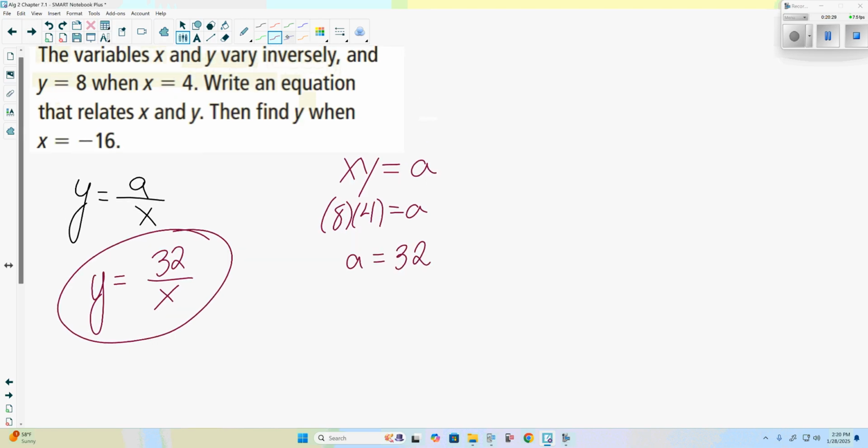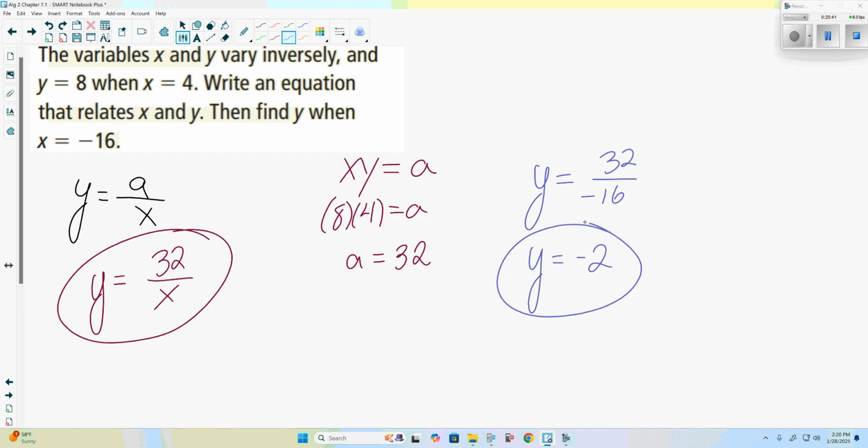Now we're not quite done. We still need to find what? The value of y when x is -16. So we have 32 divided by -16. So 32 over negative 16. We reduce it. We get y equals negative 2. If it doesn't reduce, leave it as a fraction.